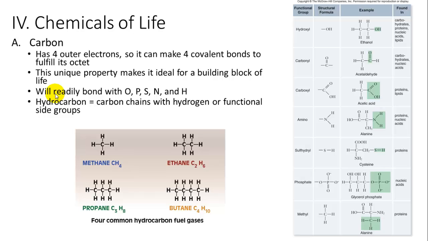That means it can bind to 4 different things. And it also readily bonds with oxygen, phosphorus, sulfur, nitrogen, and hydrogen. And these are plentiful elements found in living things. So a hydrocarbon then is a chain of carbons with lots of hydrogens on them as well. So ethane, propane, and butane are repeating units of methane, and that's what hydrocarbons are. These are small hydrocarbons. They get much larger when we start making things like plastics.